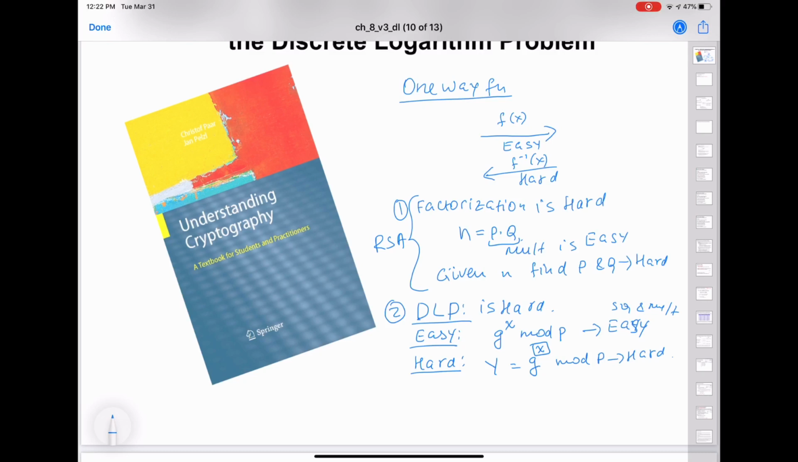This is the logarithmic function. We have to find the logarithm. This is hard. And the third one is the general discrete logarithm problem, which is not modulo p. Maybe it works on elliptic curves or other things. Its idea is the same, but we are not working with Z_p. We will work with a generalization to groups. I will talk about this scheme later in this chapter, chapters 8 and 9.